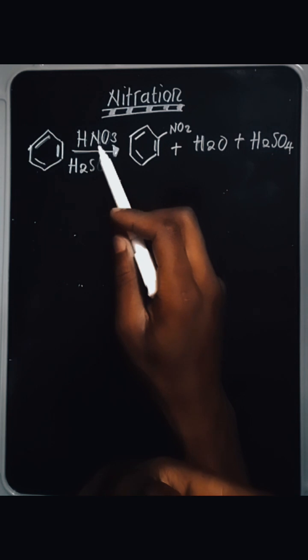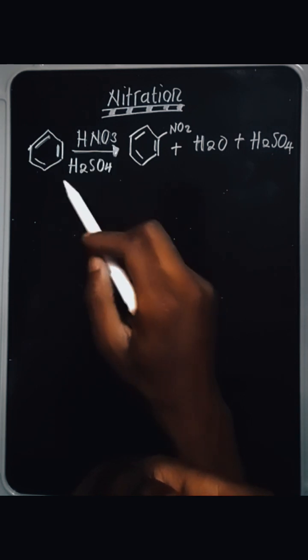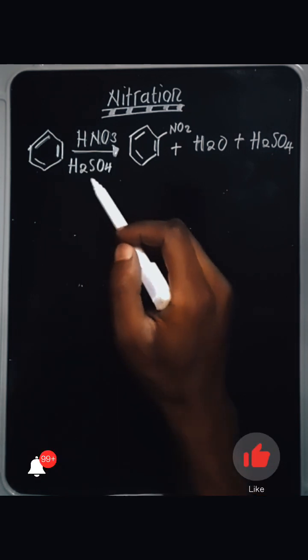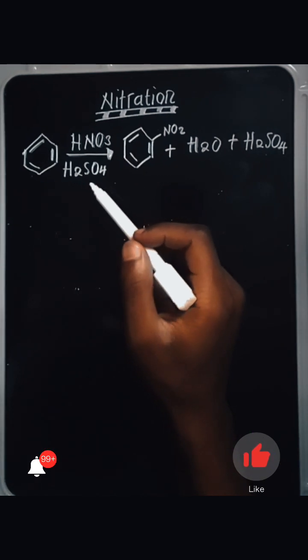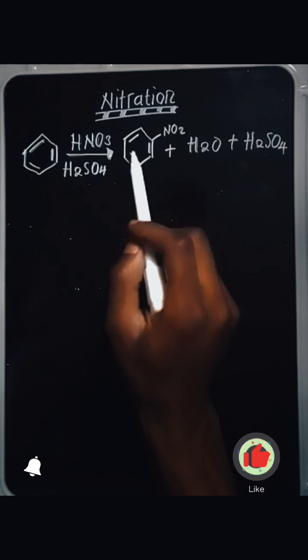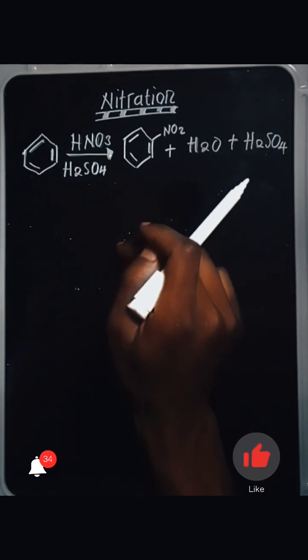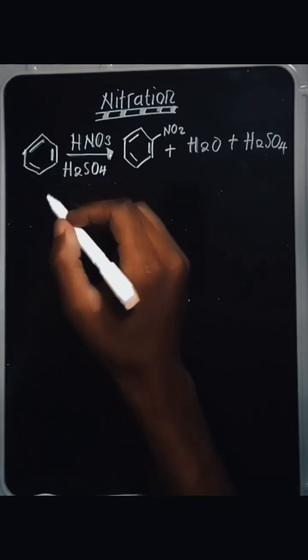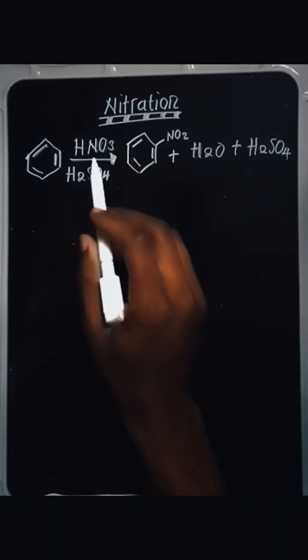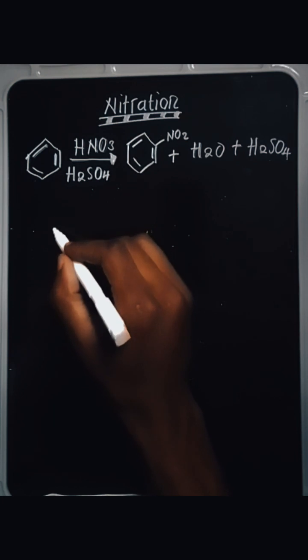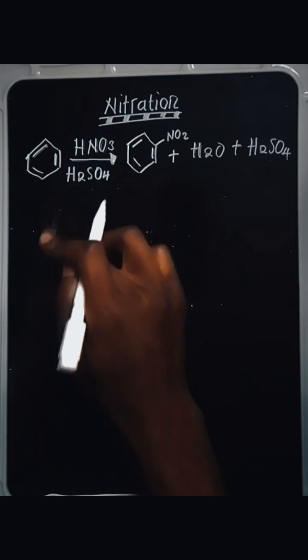You react nitric acid in the presence of sulfuric acid. Sulfuric acid will act as your Lewis base catalyst. And then you produce some nitrobenzene, some water, and some sulfuric acid, similar to sulfonation, right? So the first thing you need to do is be able to draw the correct structure of nitric acid. So nitric acid looks like this.